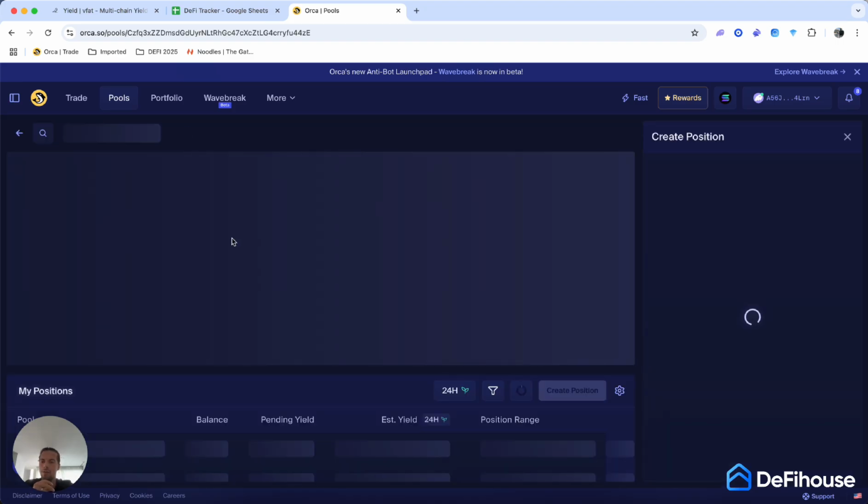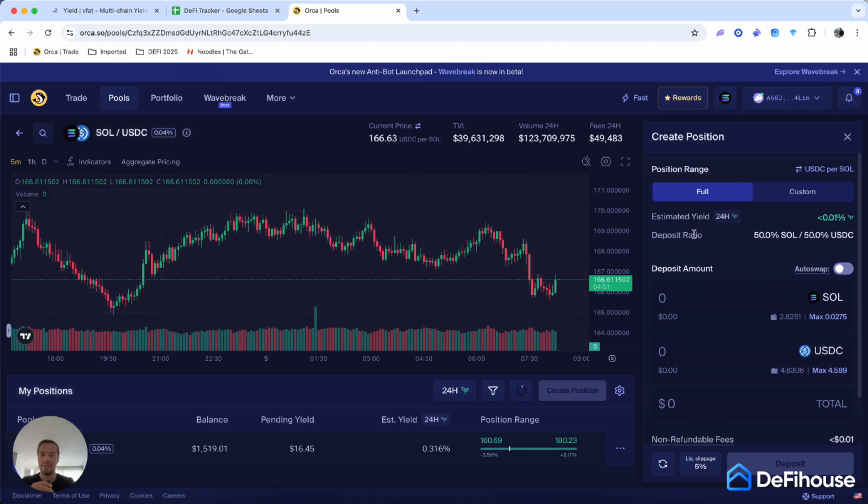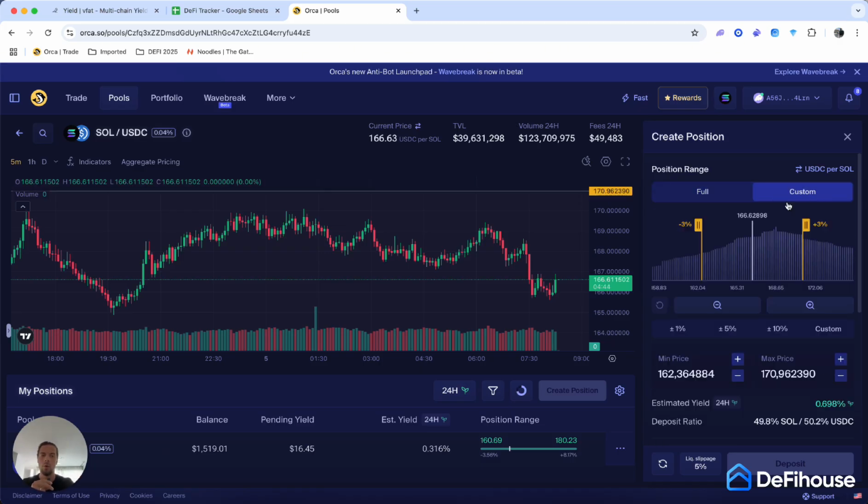So when you click on the pool, you see two options for position range. You have full, which is the old way. So basically, no matter the price, you are always in range, but you will be earning pretty much nothing if you deploy the capital into the full range. As you can see, the deposit ratio is 50-50. Or you have another option, which is custom, where you set the range just like that.